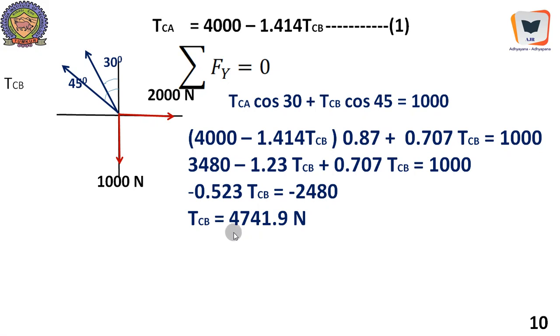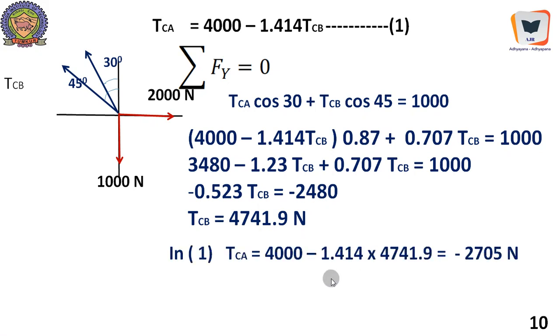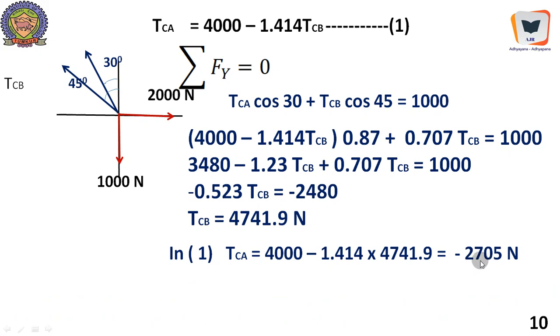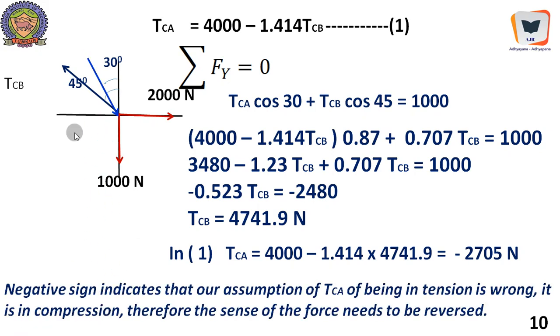Therefore, as far as TCB is concerned, it is under tension and our assumption is correct. And we will substitute the value of TCB in equation number 1. That is over here. We will get to know what TCA is, and TCA emerges out to be negative 2705. Therefore, we will just remove this TCA over here, and we will replace this by reversing that particular force, and it should be like this.